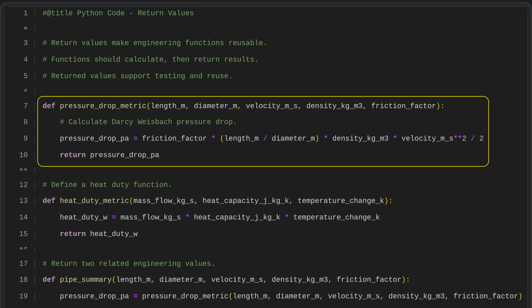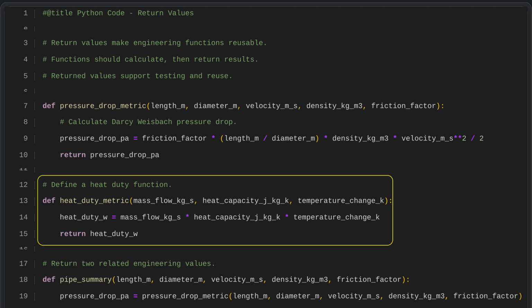This function uses the Darcy-Weisbach equation to estimate pressure drop in a pipe. It takes the pipe length and diameter, fluid velocity and density, and the friction factor, then combines them to calculate the pressure drop in pascals. The result reflects how pipe geometry, fluid motion, density, and friction contribute to energy loss along the pipe.